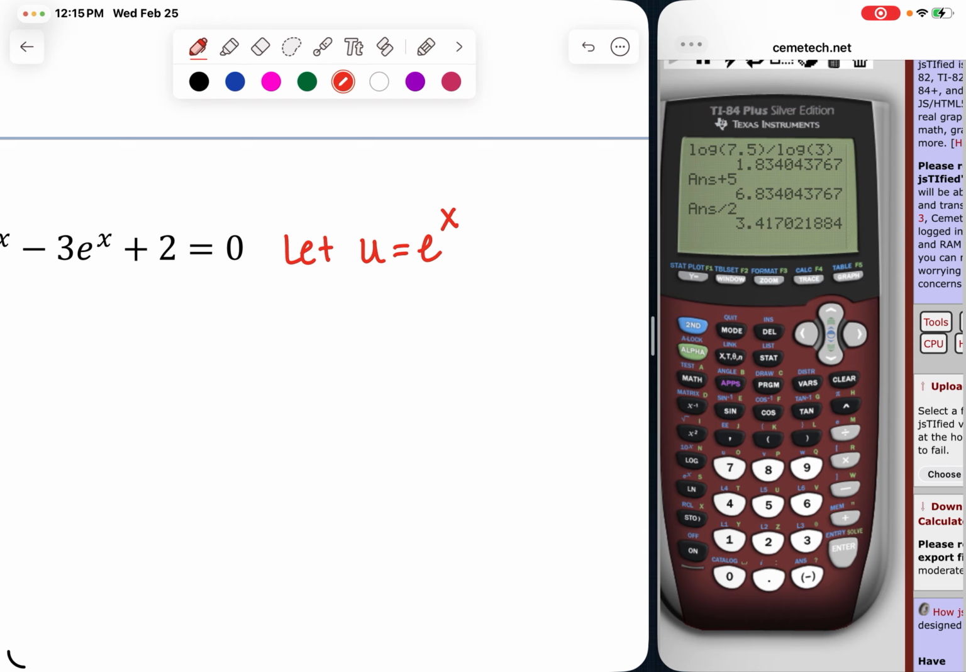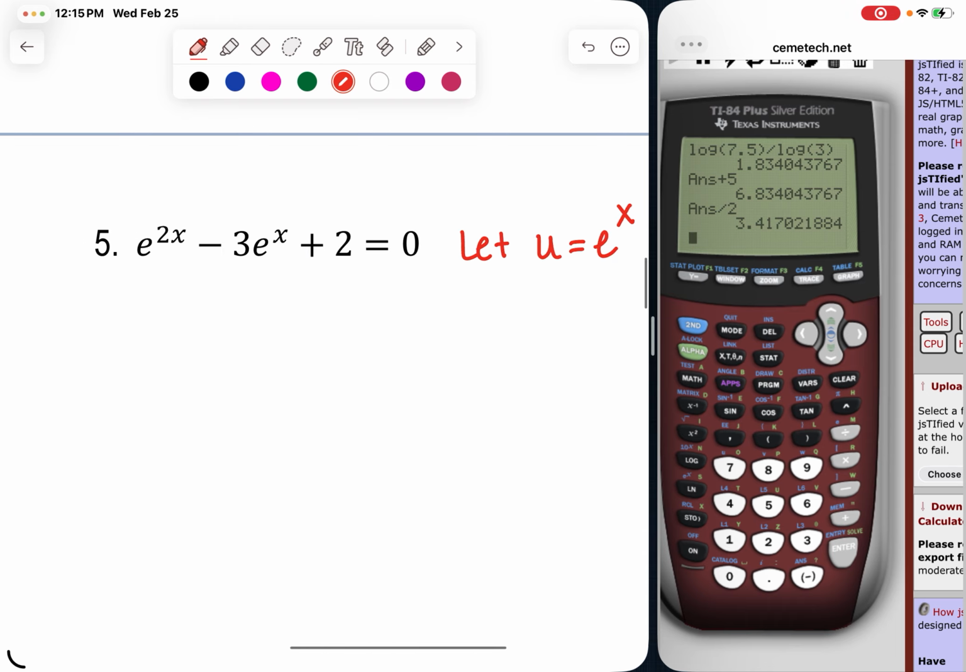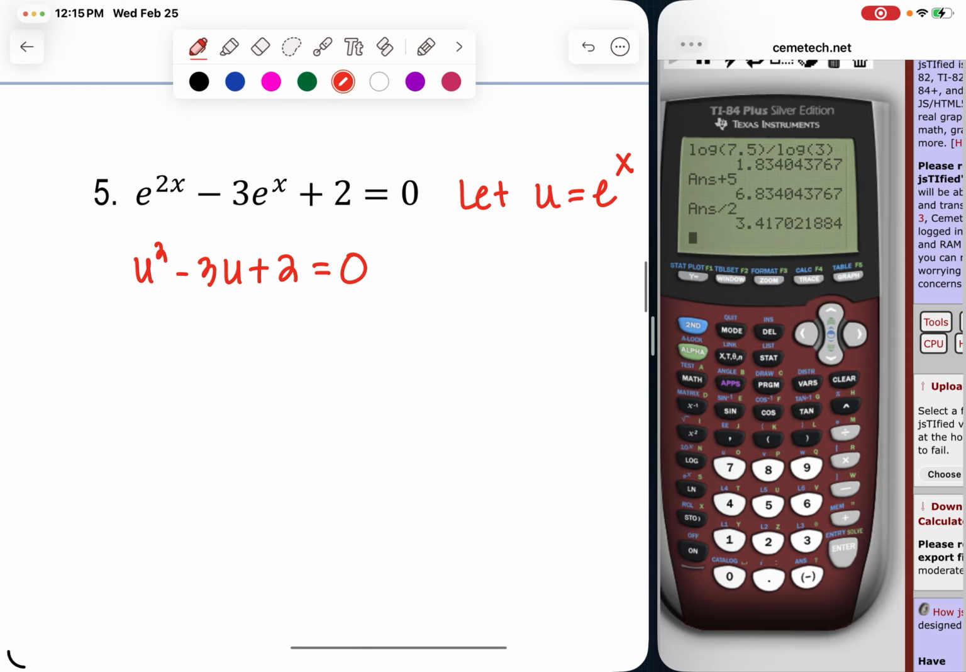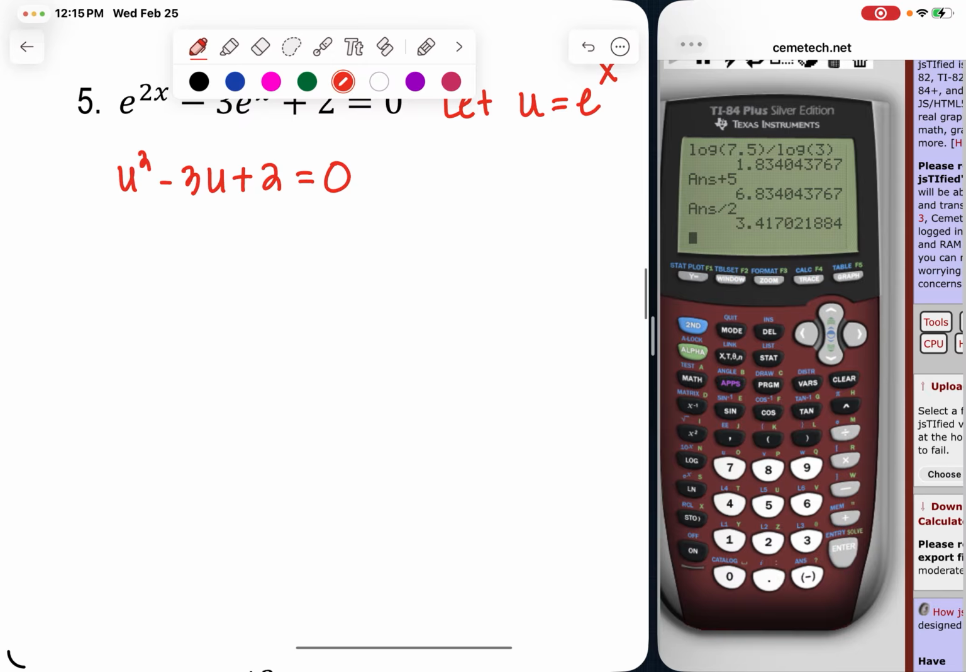And every time I see an e to the x power, I'm going to use u instead. This is called u substitution. So this is u squared minus 3u plus 2 equals 0. Now I'm going to factor this and solve for u. So two numbers that multiply to give me 2 and add to give me negative 3. So that's u minus 2 times u minus 1. Those multiply to give me positive 2 and add to give me negative 3. So I get u equals 2 and u equals 1.